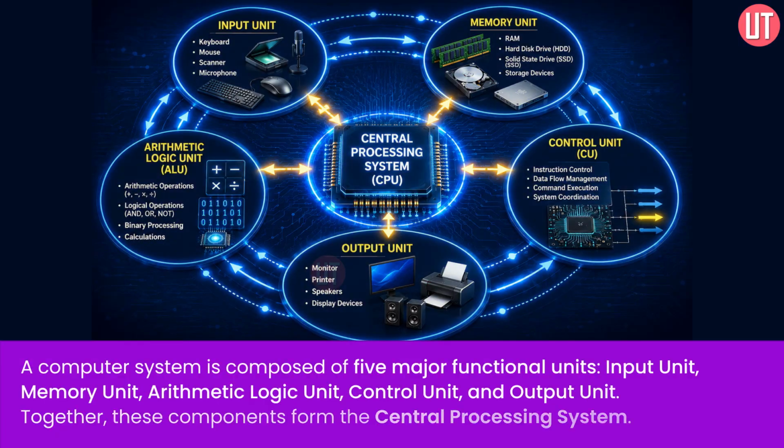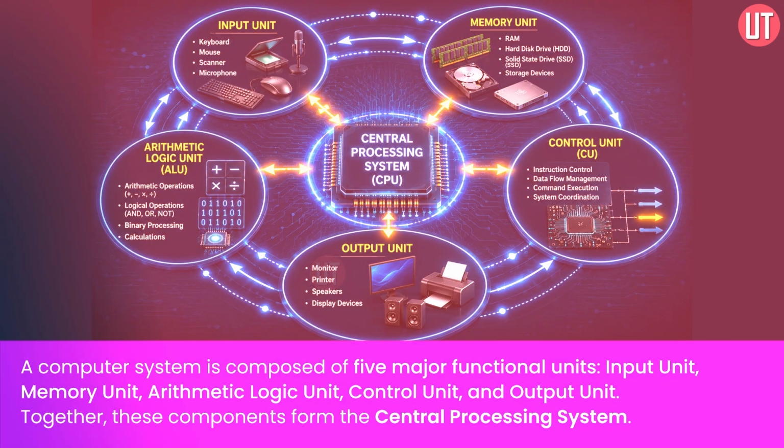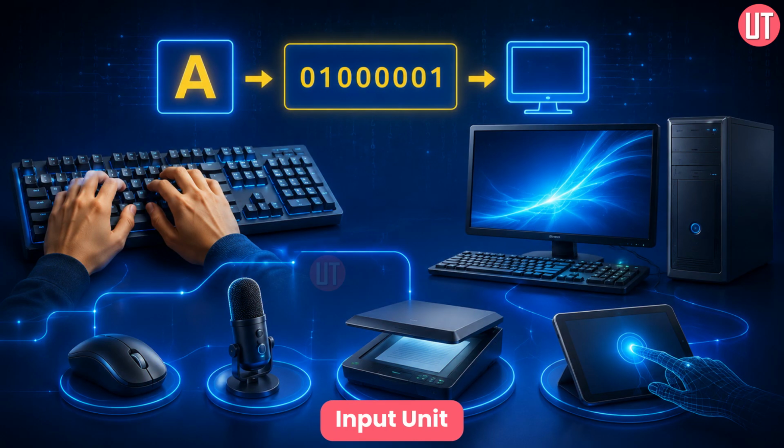A computer system is composed of 5 major functional units: input unit, memory unit, arithmetic logic unit, control unit, and output unit. Together, these components form the central processing system. The input unit serves as the communication bridge between the user and the computer. It accepts data and instructions, converts them into binary format, and sends them to the system for processing.